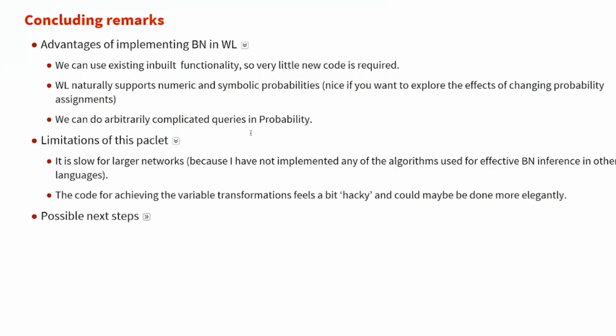Of course, there are limitations, and one is that it's currently very slow for large networks. By large, I don't mean very large. Even when you have tens of variables, it can become slow. And the reason for that is very simple. It is because I didn't implement any of the specialized algorithms that are typically used for inference in Bayesian networks, because I wanted to rely on the existing functionality in the Wolfram language and the Probability function.